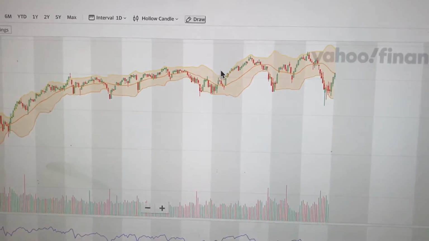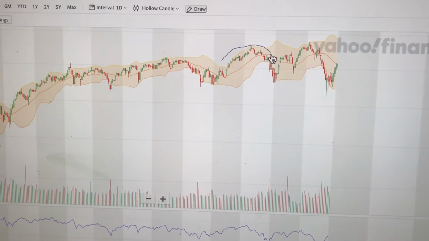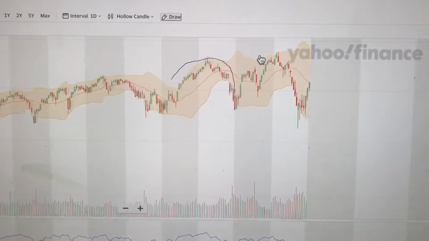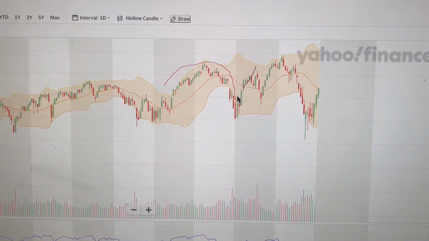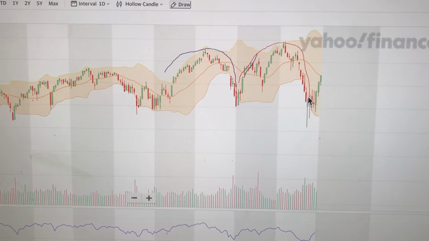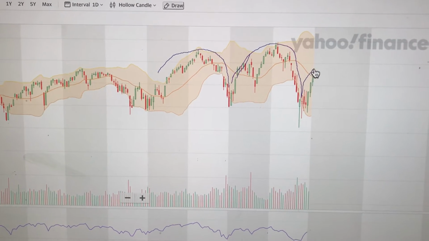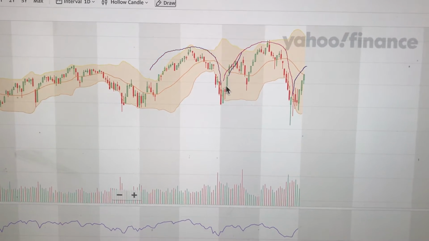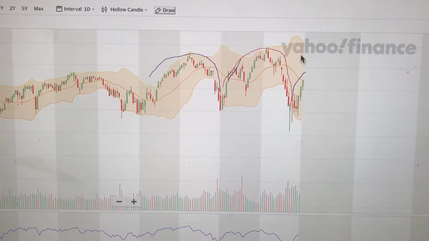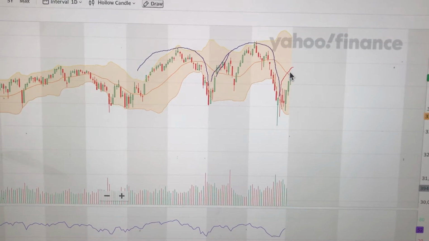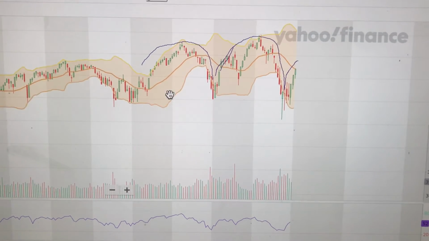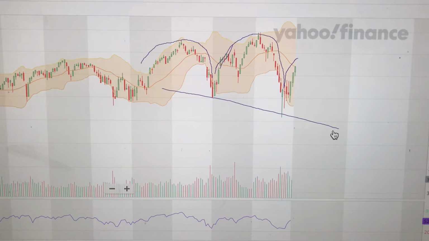If you look here, this is what technicians may call the head and shoulders pattern, where we have the left shoulder, this compound head, and what looks like the beginnings of the right shoulder, where it could top out around here, stay around here, and what we have here is the neckline.